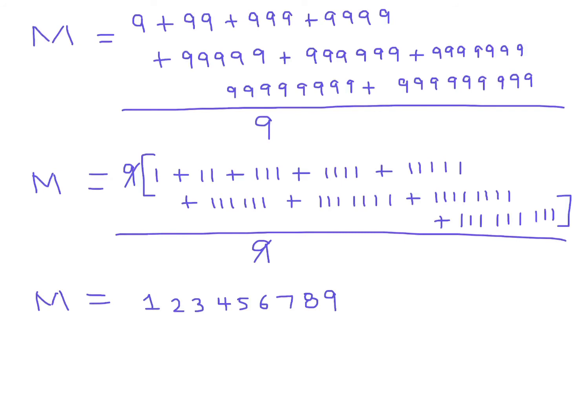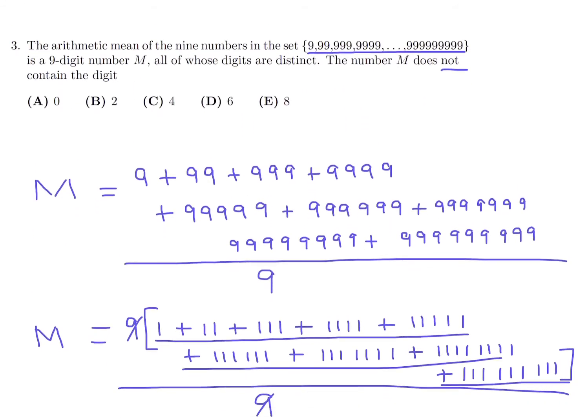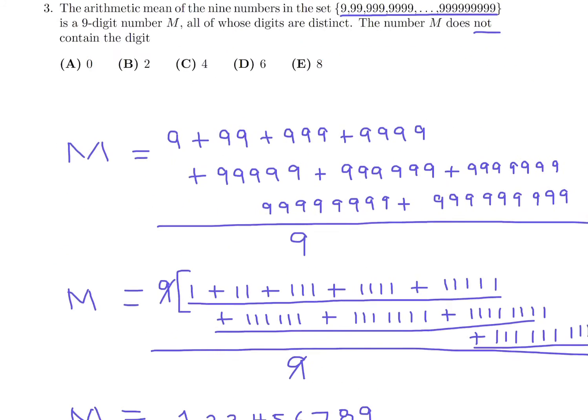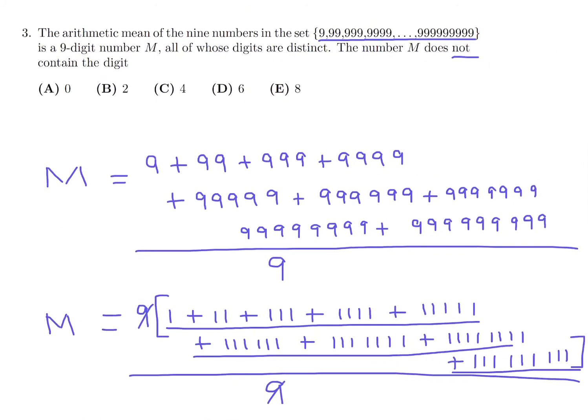Okay? They're just adding up all of these guys. And they're asking you, the number m does not contain the digit. So this is the number m. Which digit is not in there? Well, we have every digit except which one? Except 0. So the answer to number 3 is A.